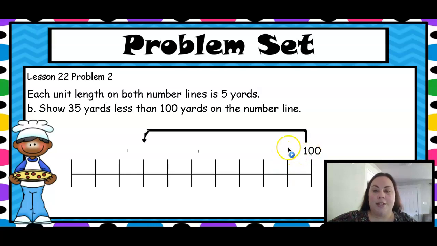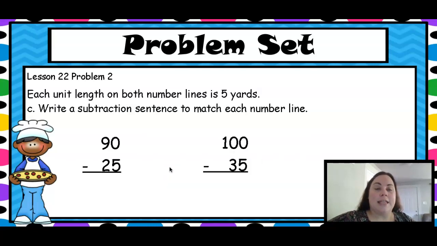Now we need to count our hash marks till we get to this one right here. So 100, 95, 90, 85, 80, 75, 70, 65. Didn't we just have 65? Keep that in mind.